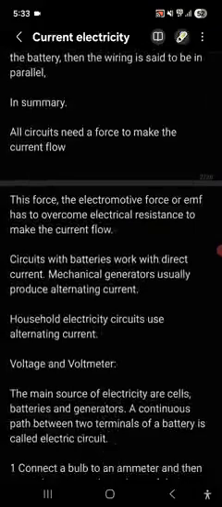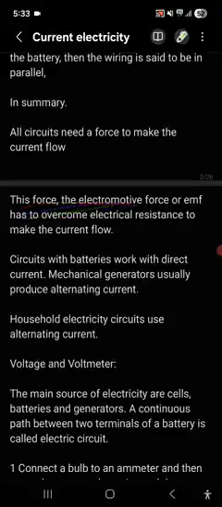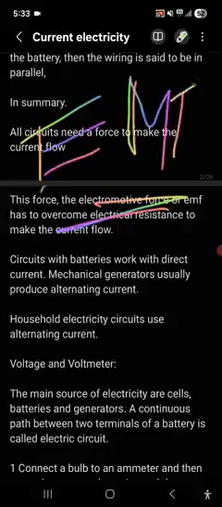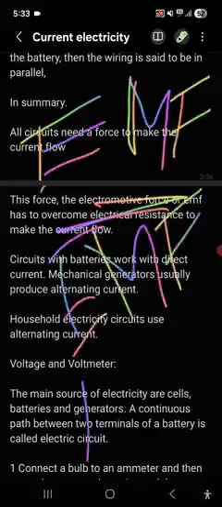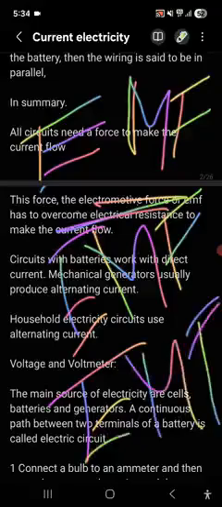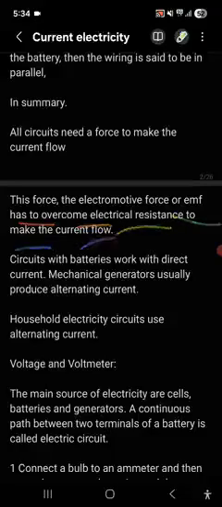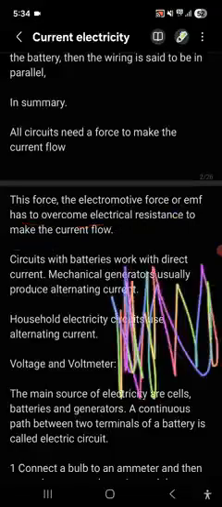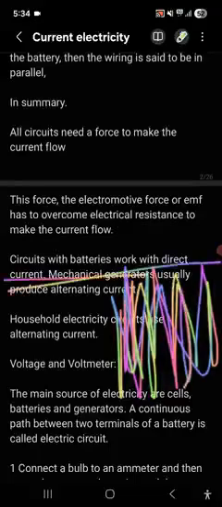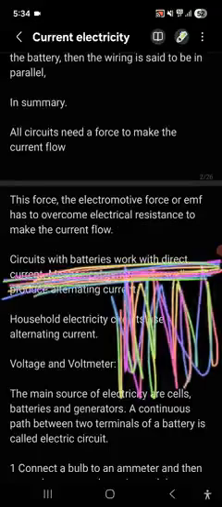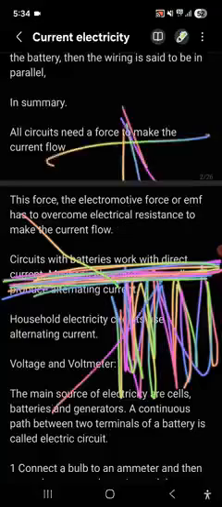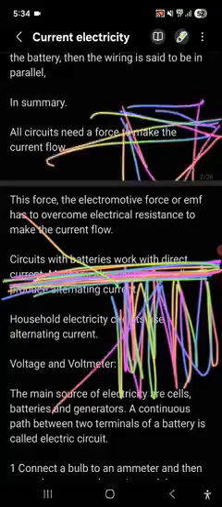I'm going to teach only about three things. The force is the electromotive force, or EMF. You know what that means? EMF, electromotive force. Remember this. The electromotive force has to overcome electrical resistance to make current flow. There is a resistance here, and it has to overcome it. This breaks, and then the electromotive force goes through.